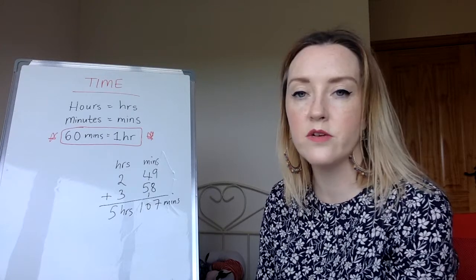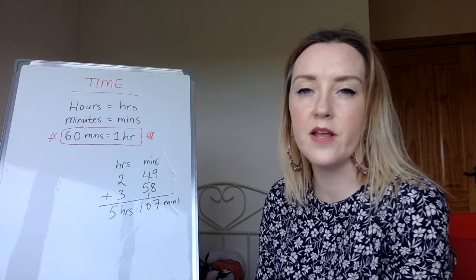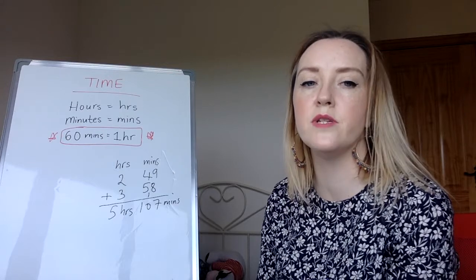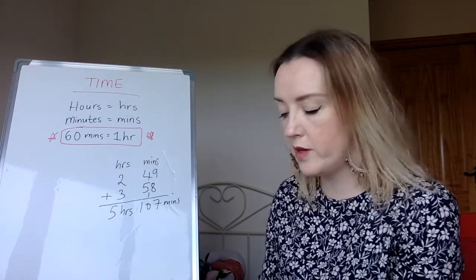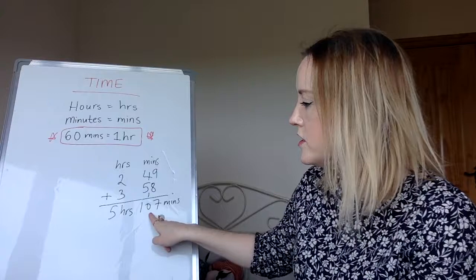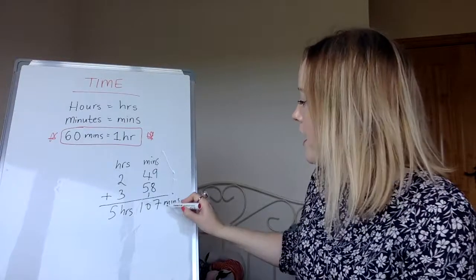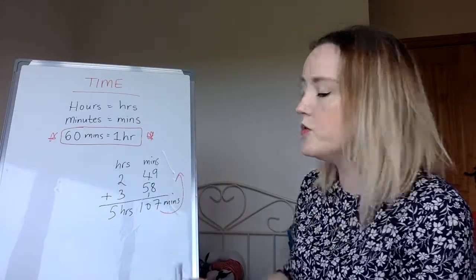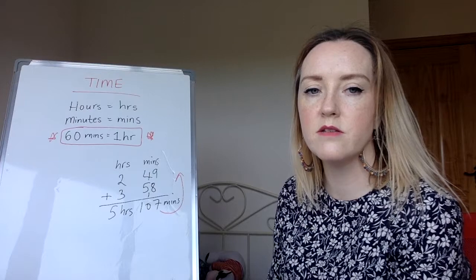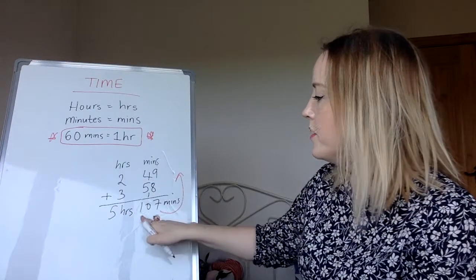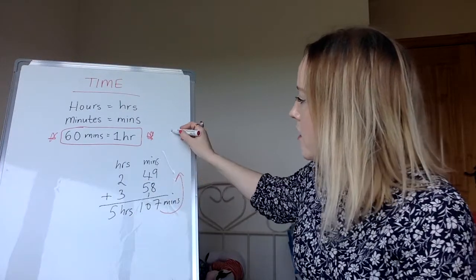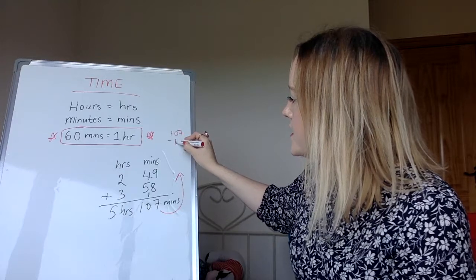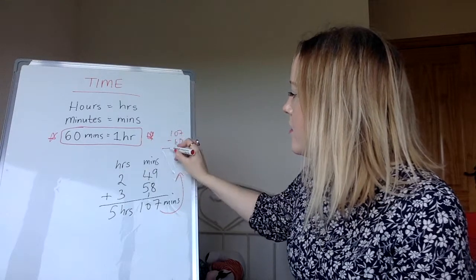No, it isn't correct because we don't speak like that in everyday life. We don't say, oh, that's 5 hours and 107 minutes. So what I must do, my first step is I'm going to convert the 107 into hours and minutes. Okay, so the 60 minutes in an hour, I'm going to say 107 minus 60, because that's my hour. What have I got left?